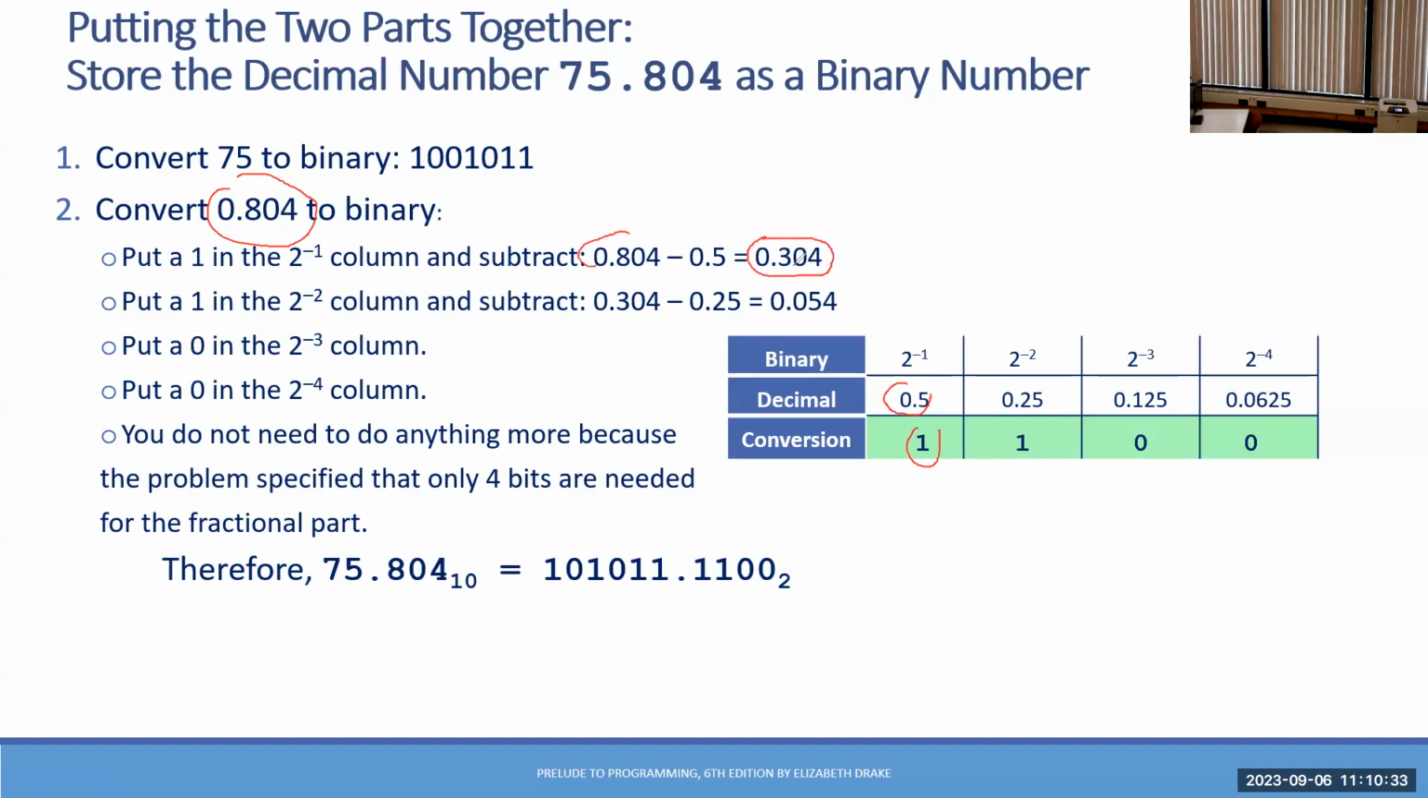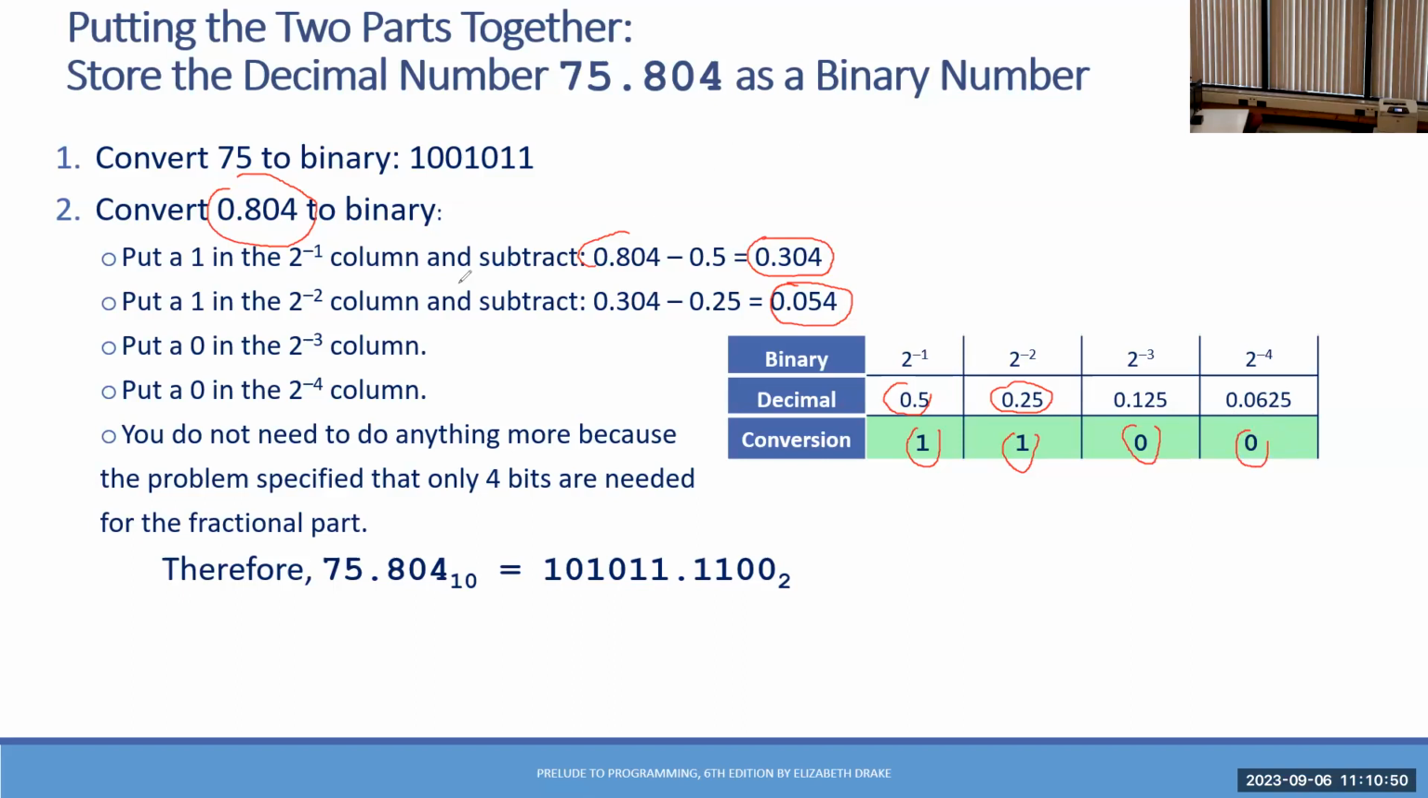In order to have the 0.3, I need this one for sure, right? So I put number 1 here. Now I subtract it, 0.024, 54 here. I don't need it because this one is less than, right? That's why I put number 0 here. I don't need this one, less than.